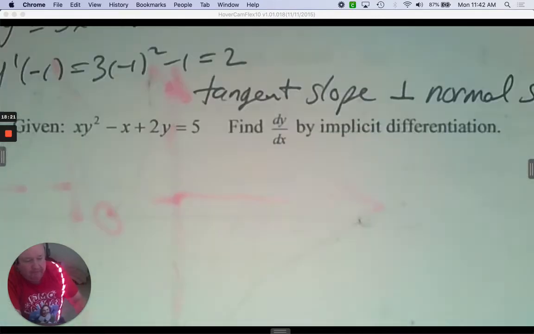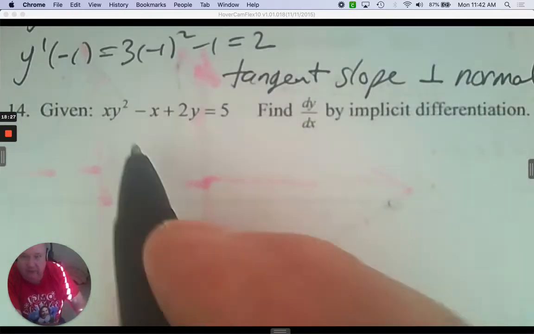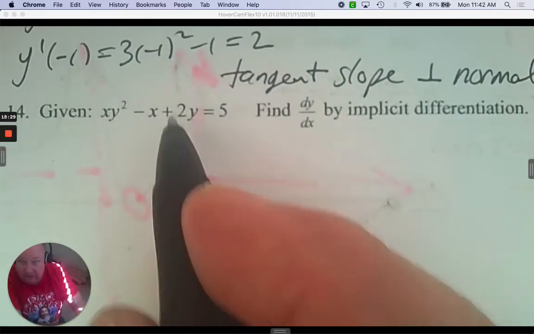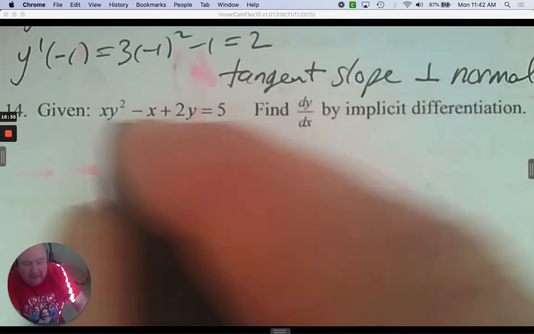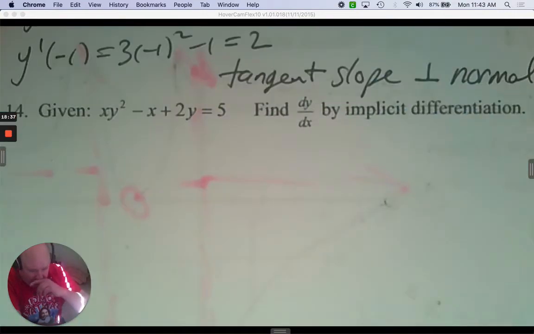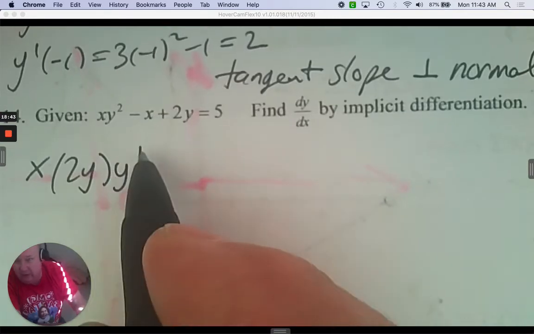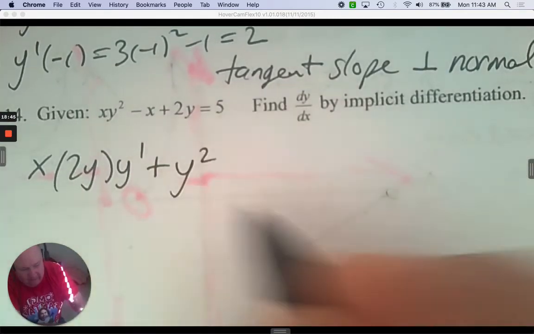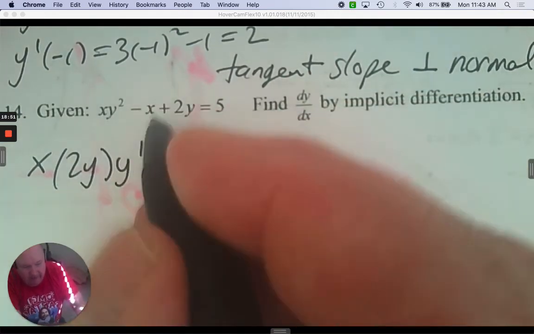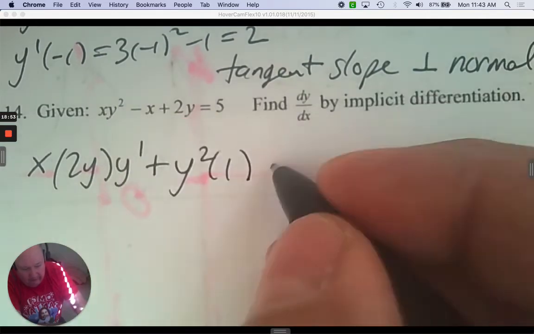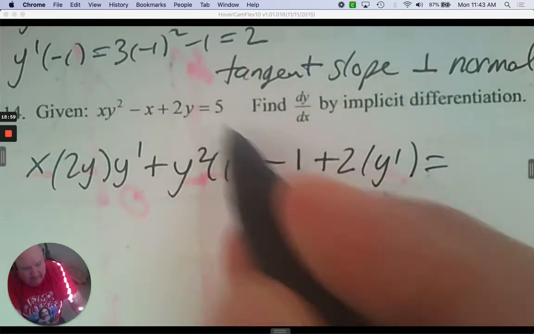Number 14. Can you take the derivative implicitly of what you found? So implicit means x and y are mixed together. I can still take the derivative, but I need to remember the hook on y prime when I do it. X times y squared is called the product rule. So that's the first times the derivative of the second, but it needs the hook on y prime, plus the second times the derivative of the first, so the derivative of x, minus the derivative of -x, the derivative of 2y plus the hook on, and the derivative of 5.